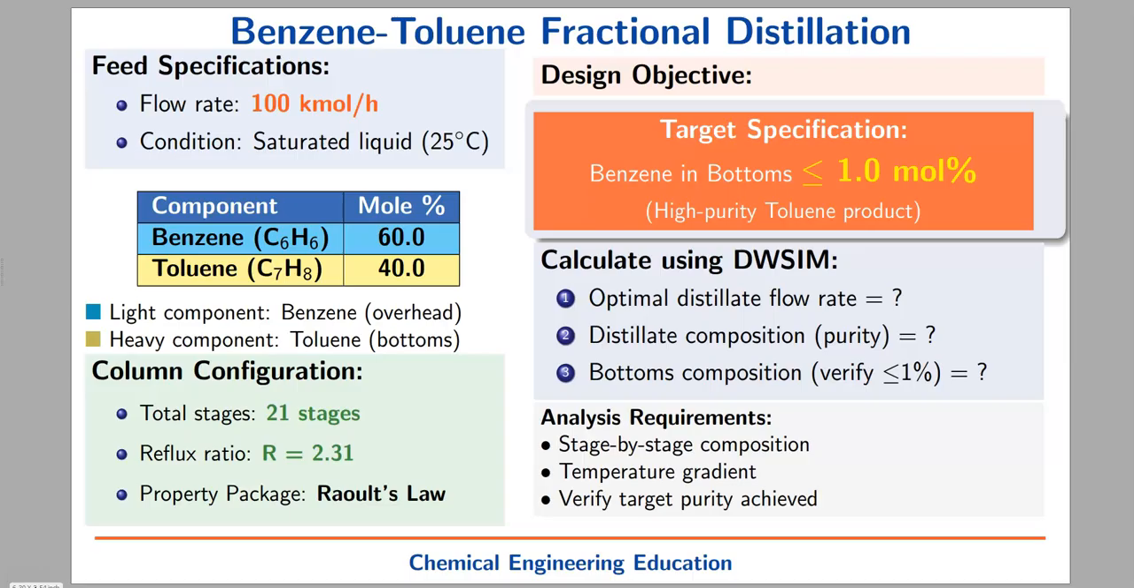Here is our design objective: produce high purity toluene at the bottom, and our target is that benzene in the bottom should be less than 1 mole percent. That means we will get 99% pure toluene. In DWSIM we will calculate the optimal distillate flow rate, distillate composition and purity, and bottom composition, and I will verify less than 1% benzene, along with the temperature profile stage by stage and the composition profile through the column.